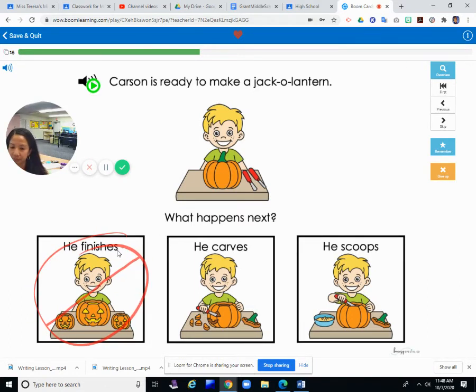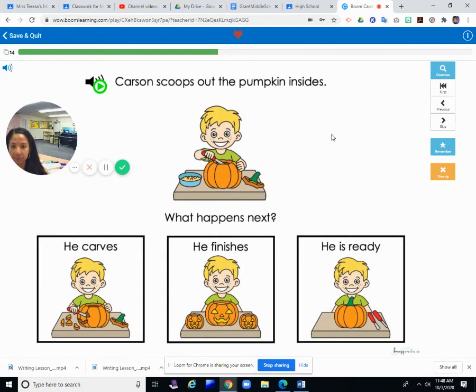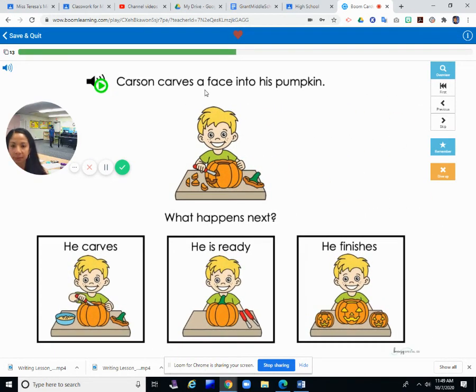Or does he scoop? What is one of the first things he needs to do? Finish? Carson is ready to make a jack-o'-lantern. What happens next? He carves. Carson is ready to make a jack-o'-lantern. What happens next? He scoops. Carson scoops out the pumpkin insides. What happens next? Okay, so he scooped the pumpkin insides out, and next, what does he do? He carves, he finishes, or he's ready to start. Let's see. He starts carving, or he carves. That's correct.